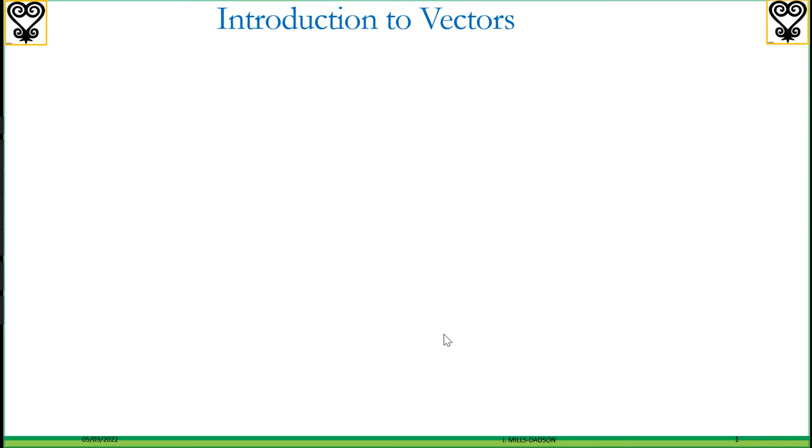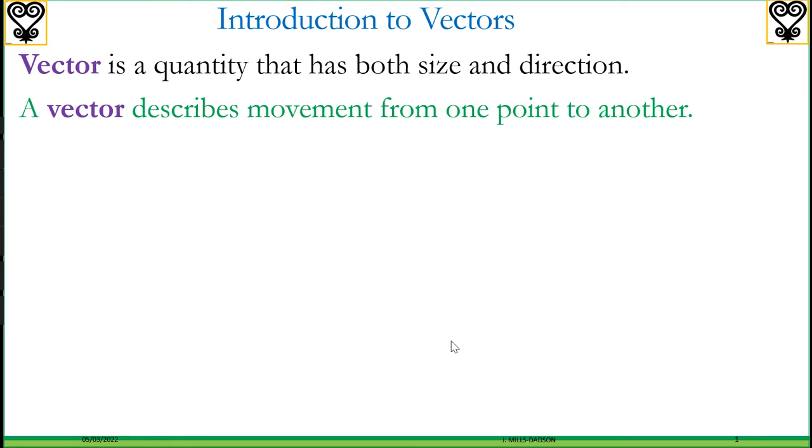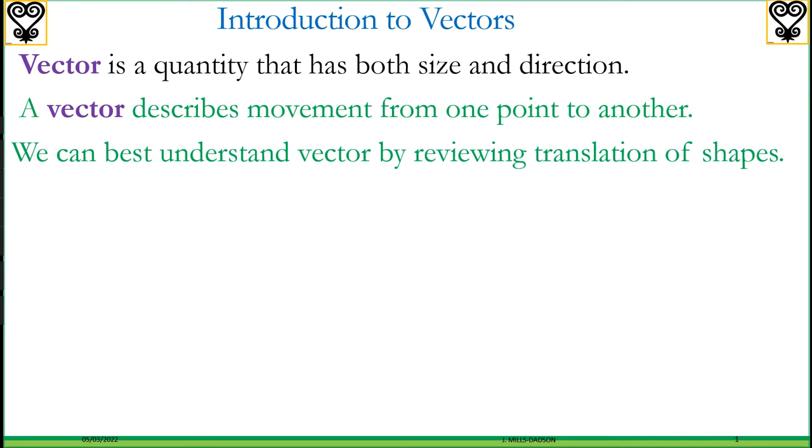What is a vector, one may ask? A vector is a quantity that has both size and direction. And a vector describes movement from one point to another. To best understand vectors, let's have a little review on translation of shapes.